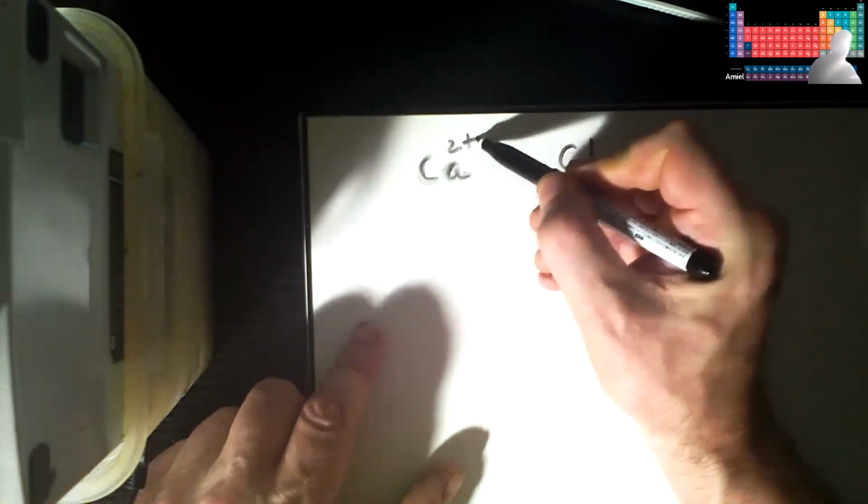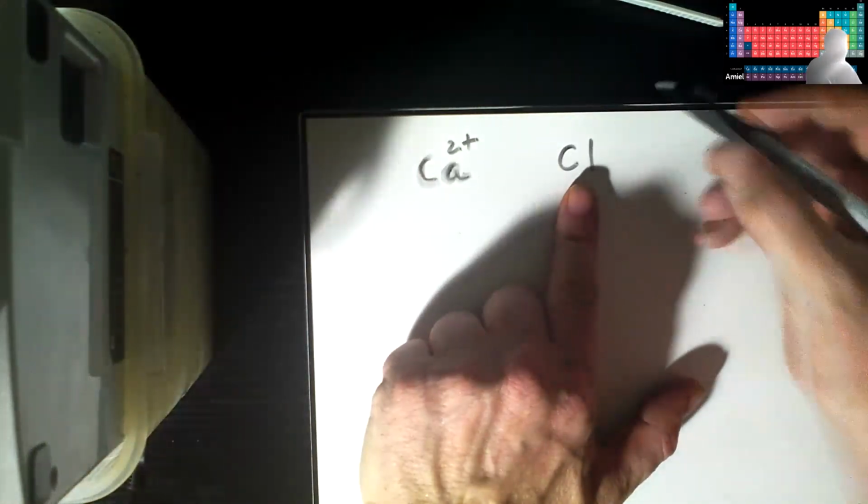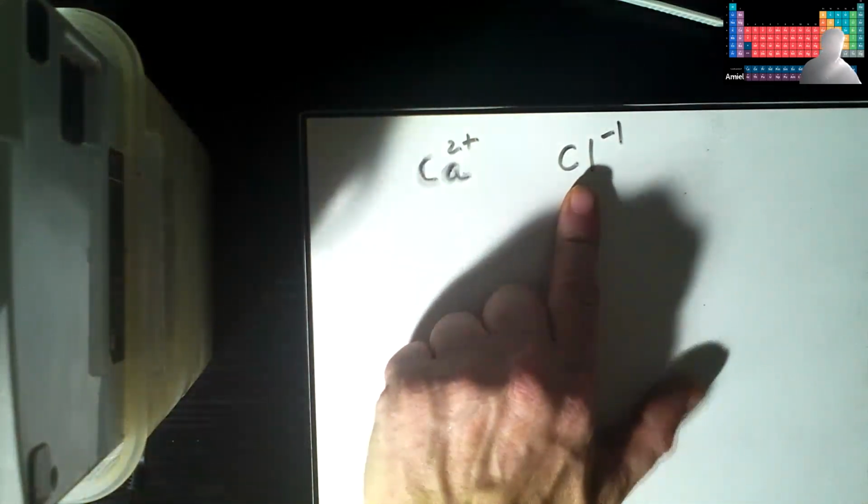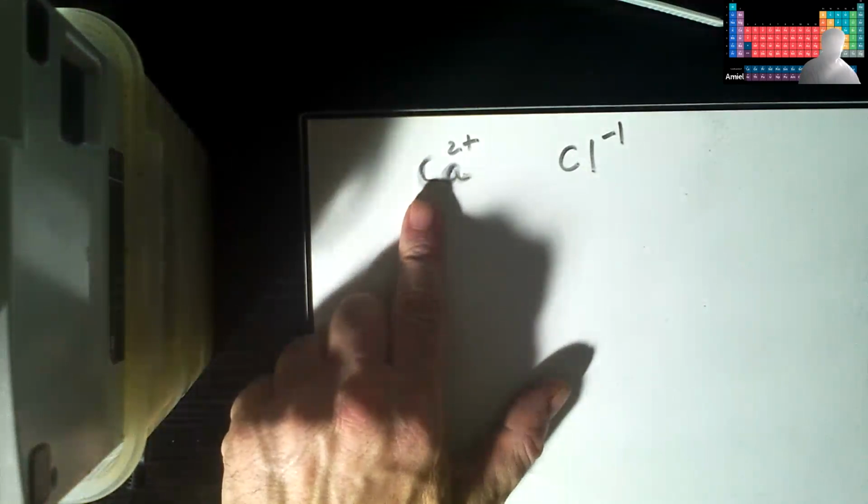Calcium is in group 2, it's a 2+. Chlorine is in group 17, it's a -1. All the halogens are -1, all the group 2s are +2. So that's the first step. These two elements have to combine so that the compound is neutral. The compound has to be neutral, meaning all the charges sum to 0.